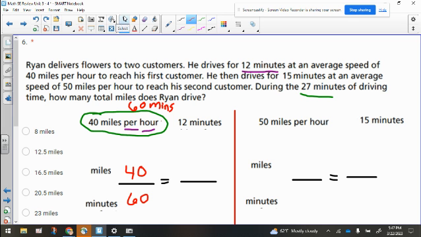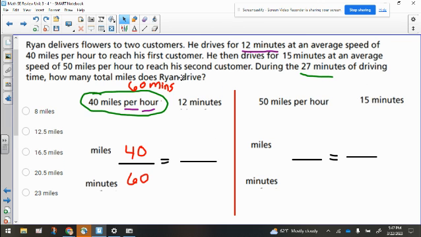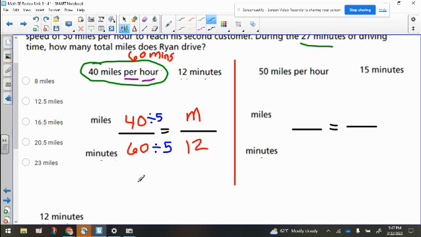Now the question is, where does the 12 go in the proportion? It goes on the bottom because the bottom is talking about minutes. So let's put the 12 here, and we're solving for miles. In this case, these numbers are compatible. There is something you can do to the 60 to get the 12, and that something is divide by 5. So we take the 40 and divide it by 5 to get how many miles we go in 12 minutes. 40 divided by 5 gives us 8 miles.